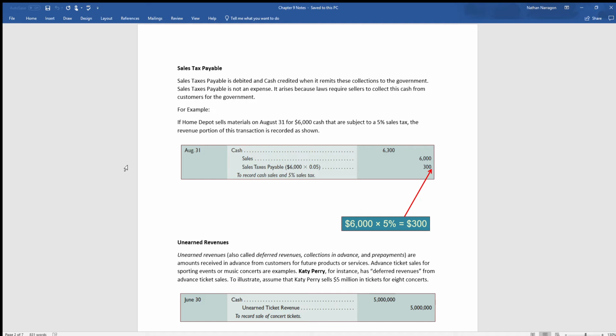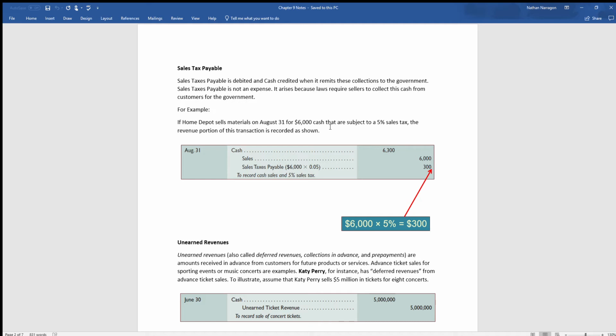So again, for example, right here, you see sales on August 31st for $6,000 cash that was subject to a 5% sales tax. I don't know where they're at, but believe me, I would totally take 5% over 8.25, but then again, I'm not in this. So Home Depot gets to record this transaction. First off, they do receive cash. We know this.